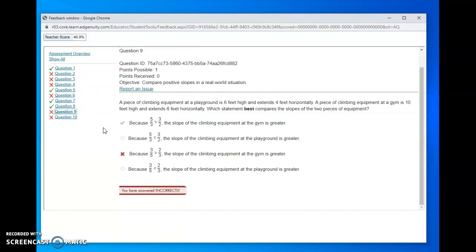A piece of climbing equipment at the playground is 6 feet high, so up 6, and extends horizontally 4, so over 4. If we simplify that, that's 3 over 2. A piece of climbing equipment at the gym is 10 feet high, so 10 feet up and 6 feet over. So 10 over 6, which if we simplify is 5 over 3. Which statement best compares? 5 over 3 is bigger than 3 over 2.